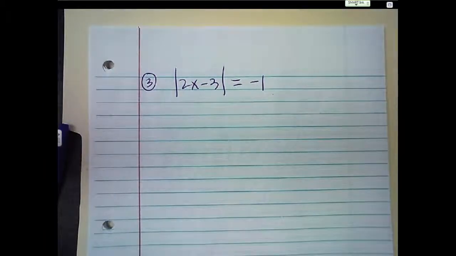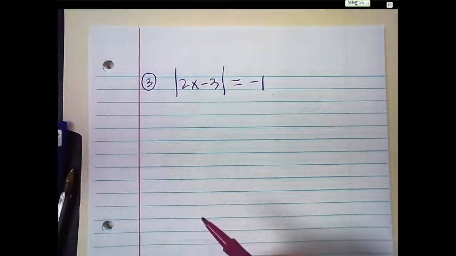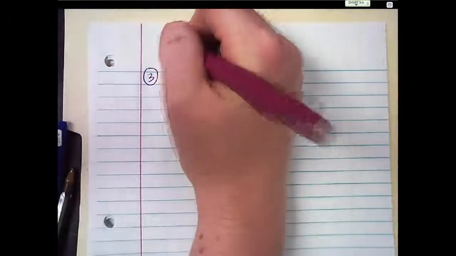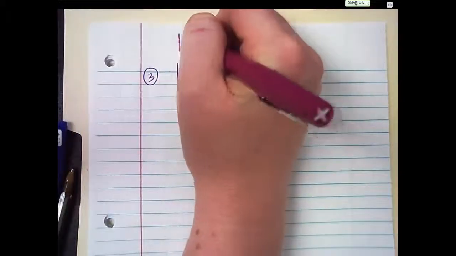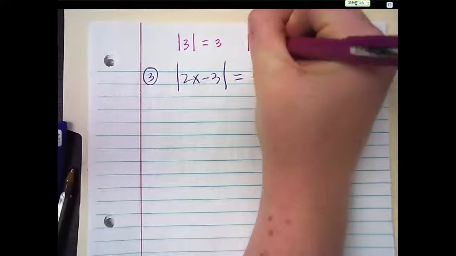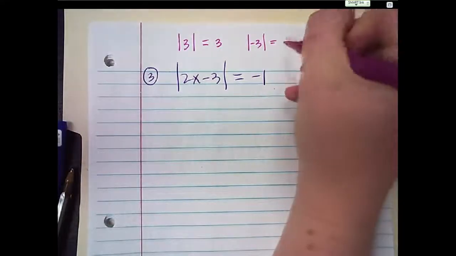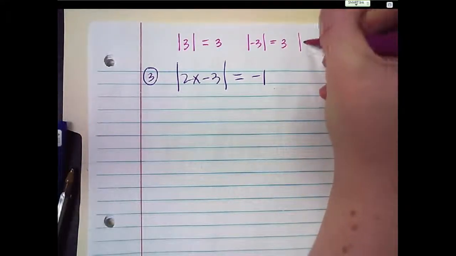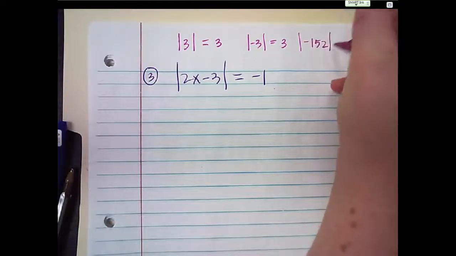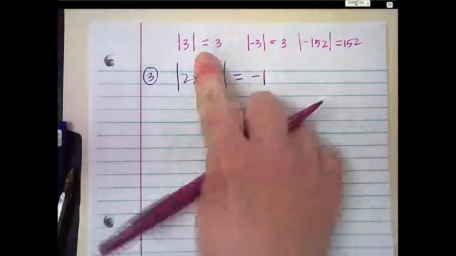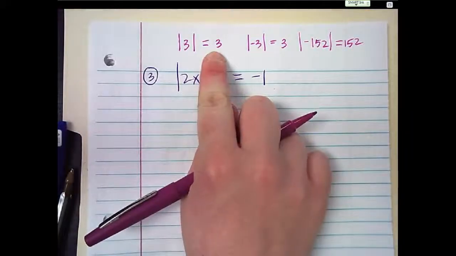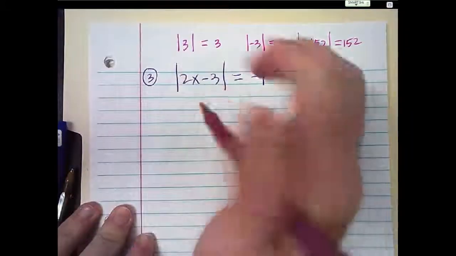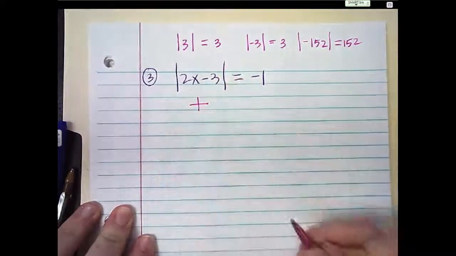If you put something into an absolute value, what comes out? If I put a 3 into an absolute value, what comes out? 3. If I put a -3 into an absolute value, what comes out? 3. If I put a -152, what comes out? 152. What do these answers have in common? They are all positive. So if you have an absolute value, you will always have a positive number.